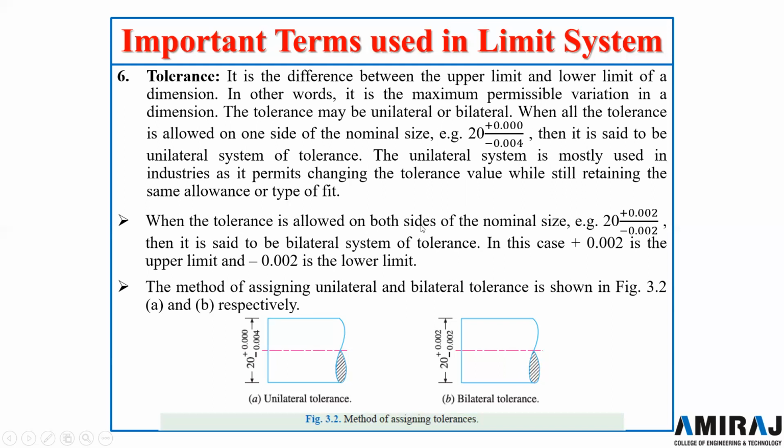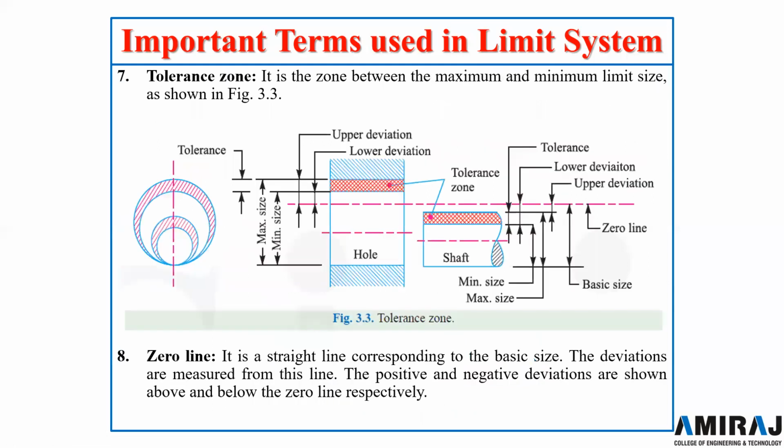When the tolerance is allowed on both sides of the nominal size, it is called the bilateral system of tolerance. यहाँ पे दोनों साइड पे टॉलरेंस दिया गया है, प्लस 0.02 और माइनस 0.02. The plus side is called the upper limit while the minus side is called the lower limit. The method of assigning unilateral and bilateral tolerance you can see in the figure. So this is about the tolerance.